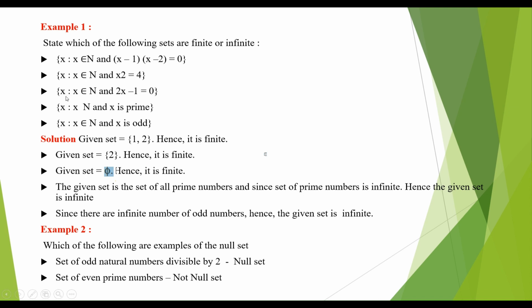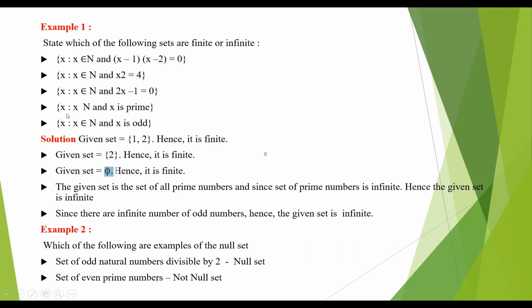The next question is {x : x belongs to N and 2x minus 1 equals 0}. See here, none of the numbers will be equal to 0. If you put the value of x as 1, 2 into 1 is 2, minus 1 is 1. So it is not satisfying the answer, 0. No number will be equal to 0. So if nothing is satisfying, what do we call this set? There are no elements. We call this a null set. So a null set is again a finite set.